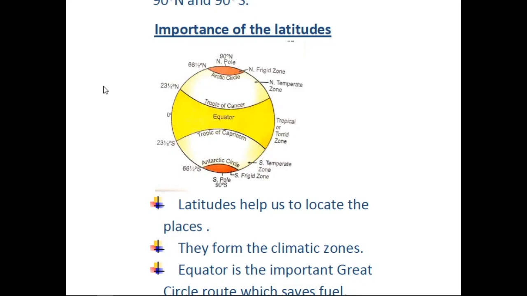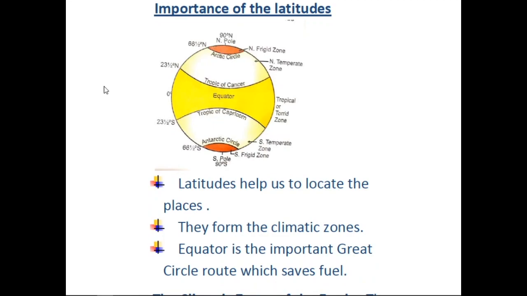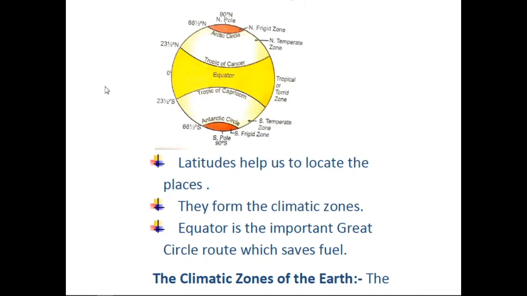Now this climatic zone we will discuss, but before that again I am saying latitudes help us to locate the places. They form the climatic zone. Equator is the important great circle route which saves fuel. We will discuss it afterwards, but let me discuss now about the climatic zones of the earth.